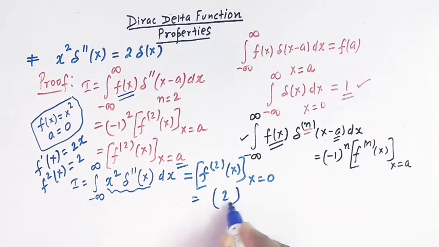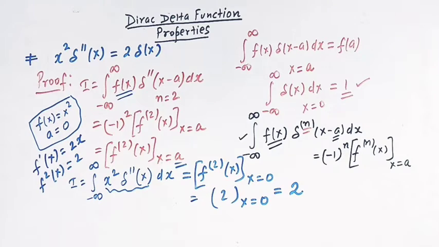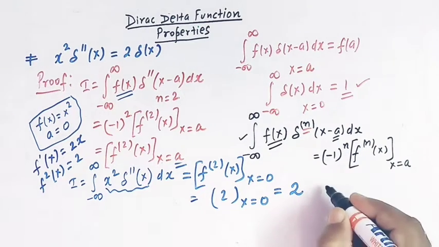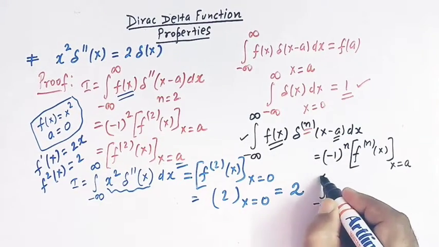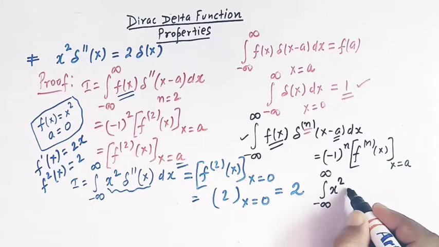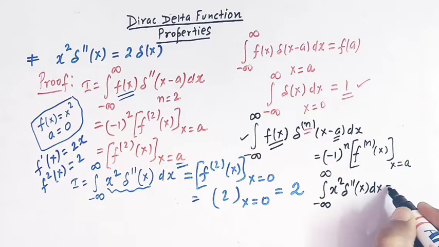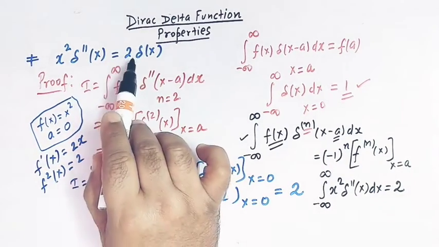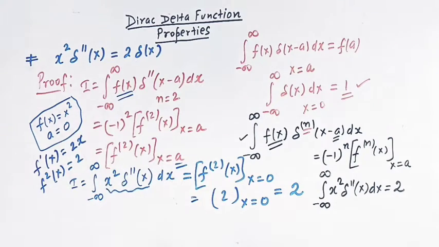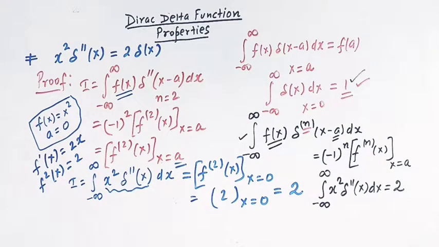So here we have 2, which is evaluated at x equal to 0. So this is simply equal to 2, right? So we see that we have this integral from minus infinity to infinity of x squared times the second derivative of the Dirac delta function, that is equal to 2, right? And now to get this term, we'll make use of this definition of the Dirac delta function, right?